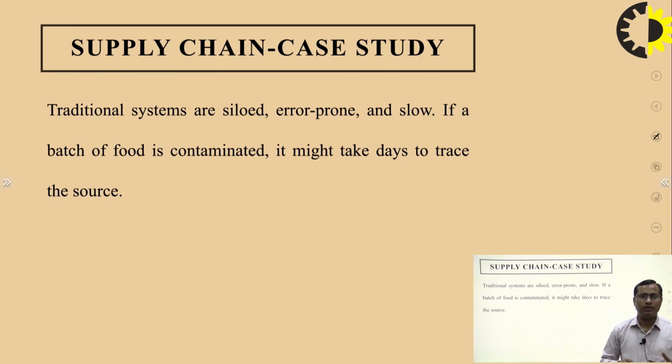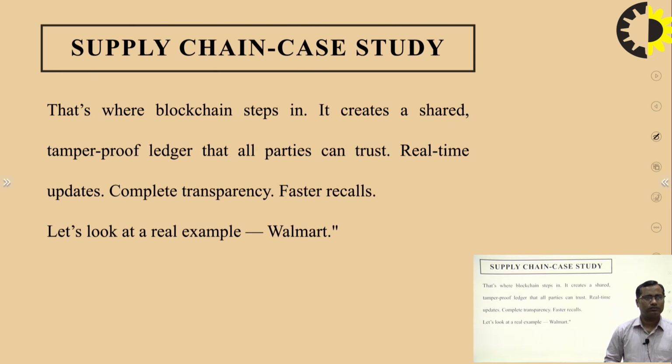And if some problem happens, it may take more time to trace the source of the problem. If we are talking about a food supply chain, and a batch of food is contaminated, it might take days or weeks to trace the source of the contamination. And that's where blockchain steps in. How can we solve this problem with technology? Blockchain provides the solution for this.